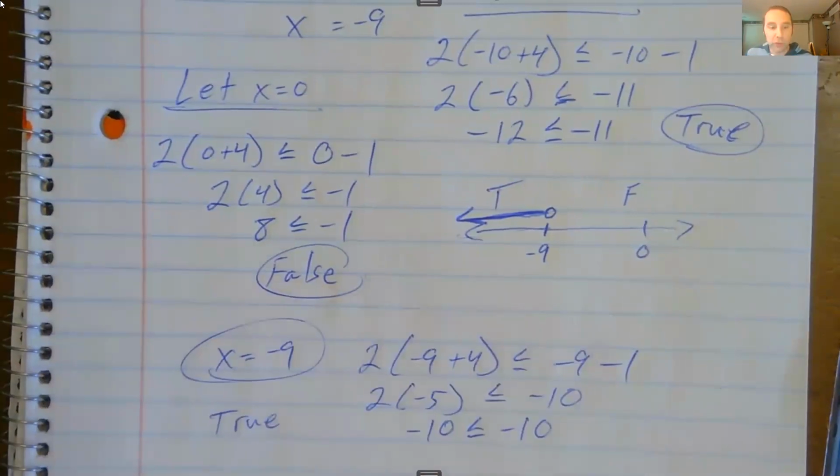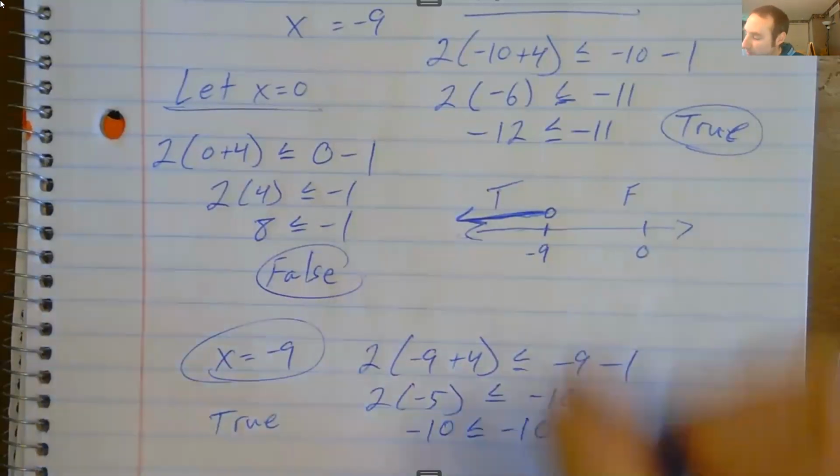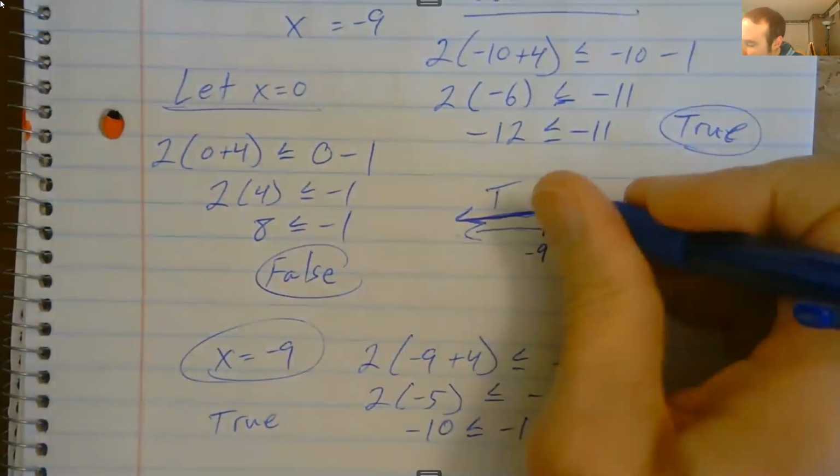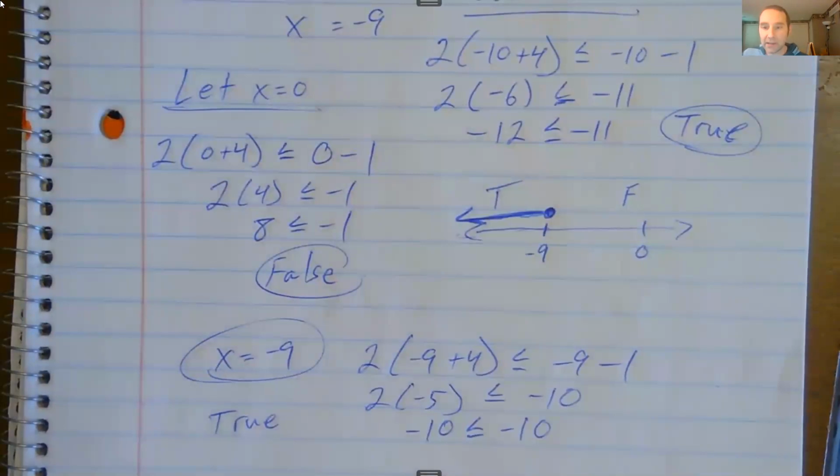It is true that when you plug in -9, you get -10 is less than or equal to -10. So the way that I show that on my number line is, instead of using an open circle here, I use a closed circle. We fill in that dot. There's a difference between an open circle and a closed circle. An open circle means I'm not including that point, and a closed circle means yes, we are including that point. All right, one more example for you here.